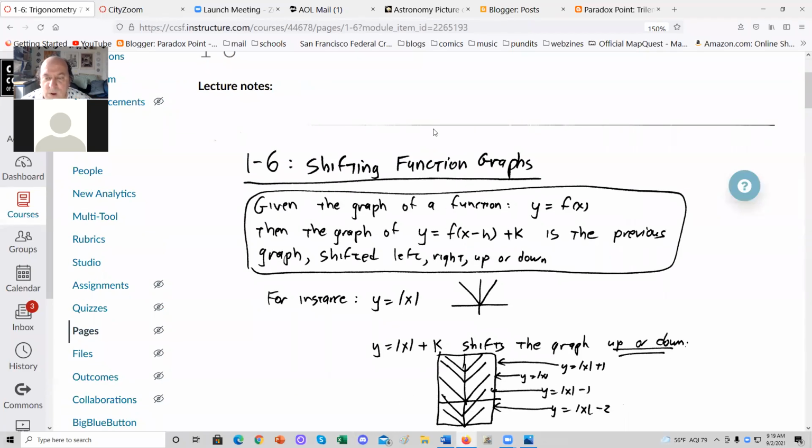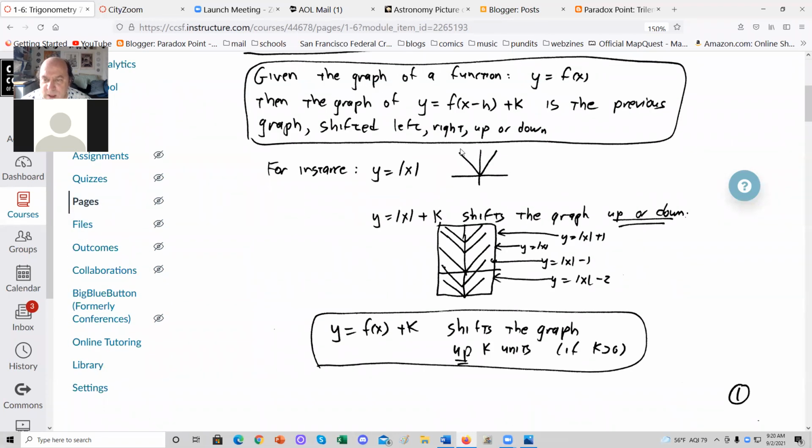Here we talk about shifting graphs of functions. Given the graph of a function, if you take the function f of x minus h, all that plus k, it has a graph that is the previous graph shifted left, right, up, or down. For example, y equals absolute value of x, that's this V-shaped graph.